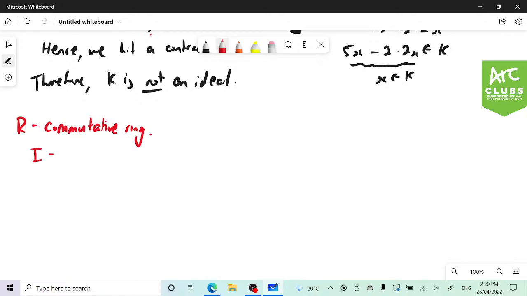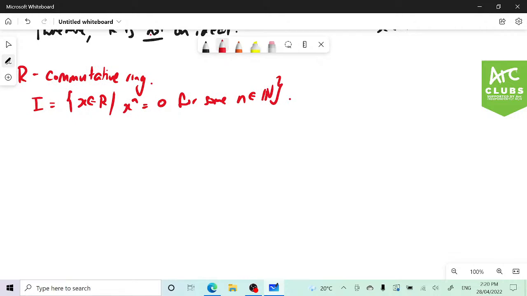And we want to consider I to be the set of x in R where x to the n equals 0 for some n in the natural numbers. We want to prove that this is an ideal. Again, you need to satisfy two axioms here. First, you want to show that I under the addition operation is an abelian group.